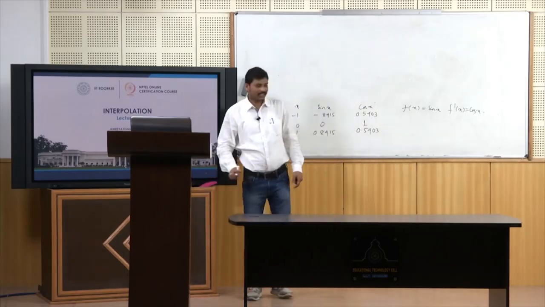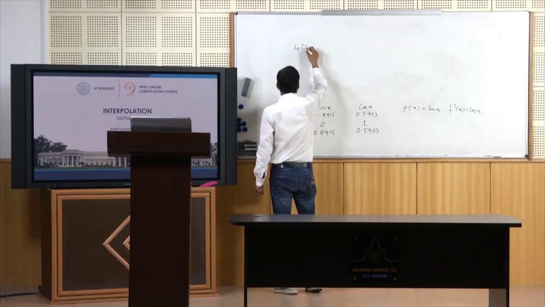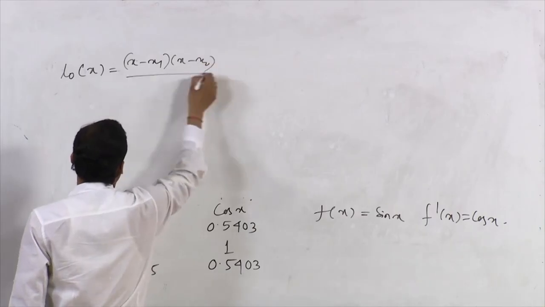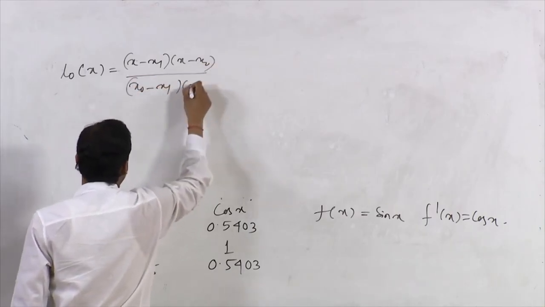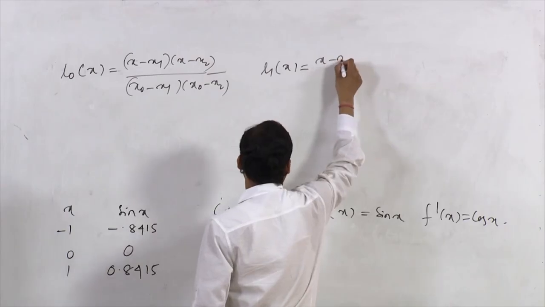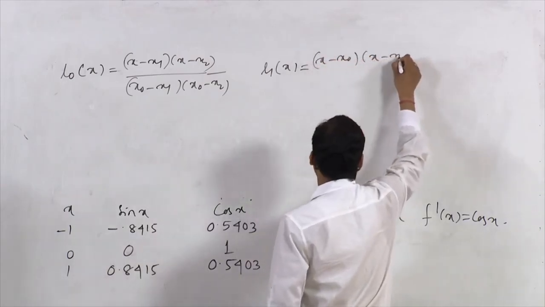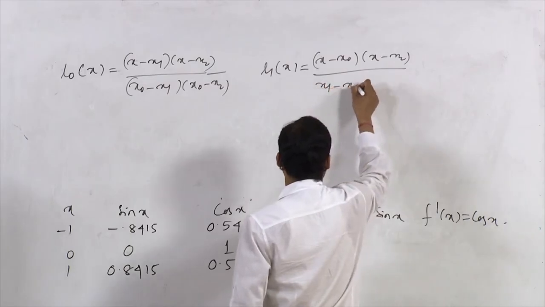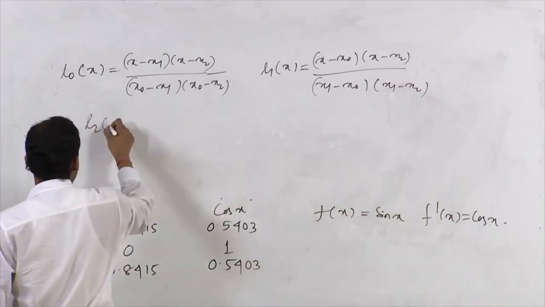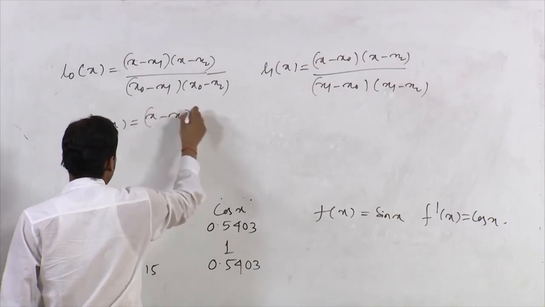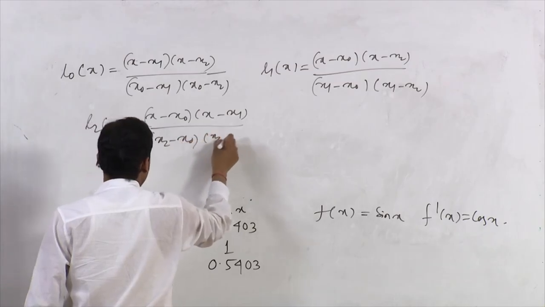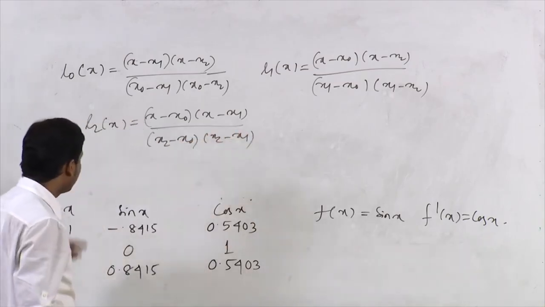So if we want to find here L0 of x first, L0 of x can be written in the form of x minus x1, x minus x2 by x0 minus x1, x0 minus x2 here. Similarly, L1 of x can be written as x minus x0, x minus x2 by x1 minus x0, x1 minus x2 here. And L2 of x can also be written as x minus x0, x minus x1 divided by x2 minus x0, x2 minus x1 here.